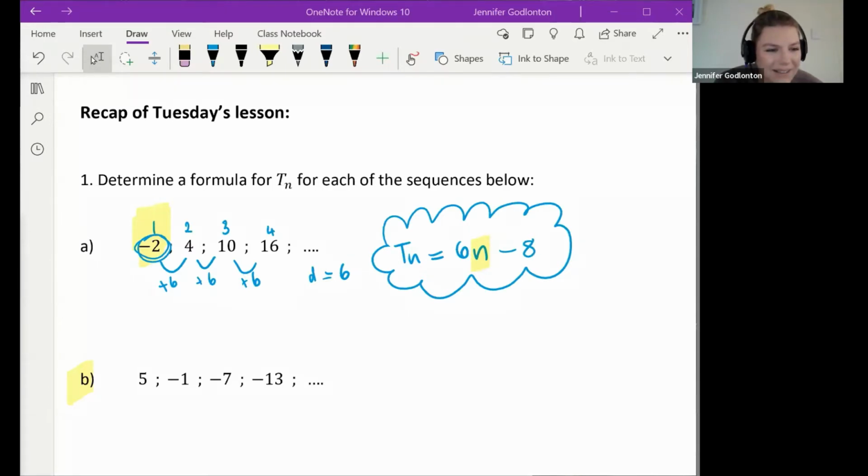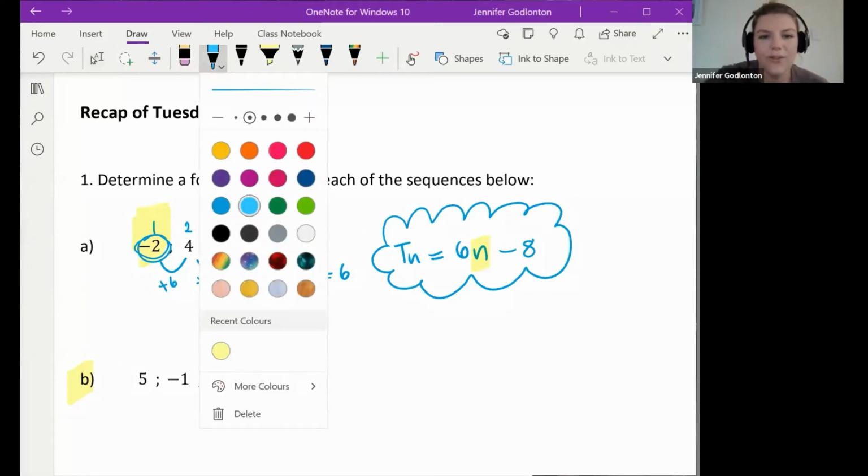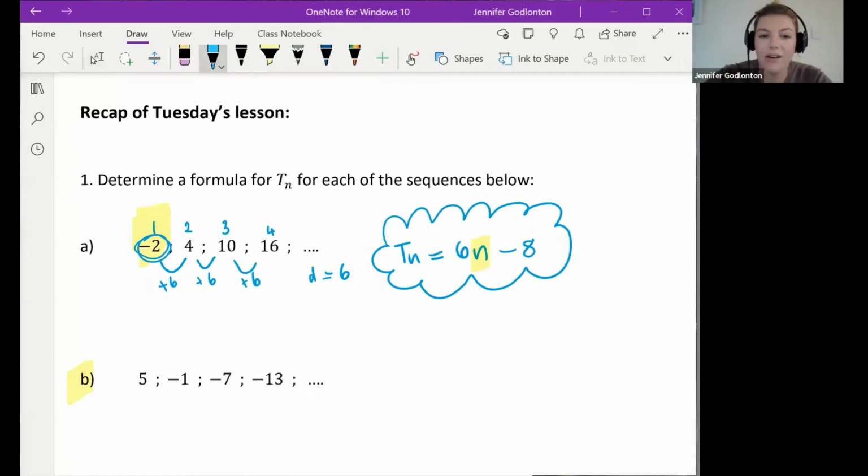Okay, I see we have some answers coming in, which is great. Okay, so let's have a look. So let's go through this step by step. First step is we want to find what our, well, let's first just quickly do our positions. So 1, 2, 3, 4, and so on. And then we have to look at our constant difference.